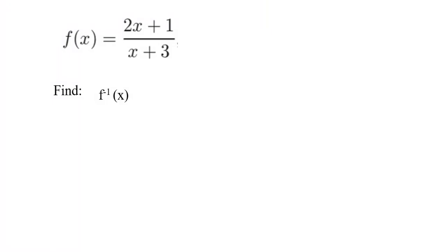If we have something like this, it's the same process, but it's a little tricky. Let me just show you how to do this. So step 1, we set that equal to something. I'll use y this time again. So y equals (2x plus 1) over (x plus 3).